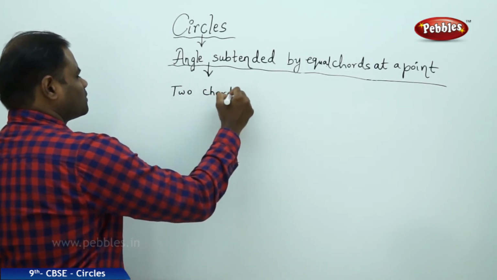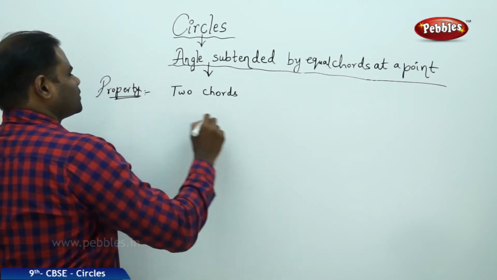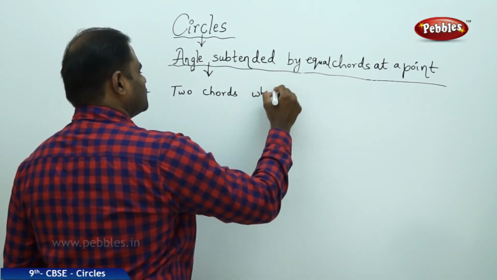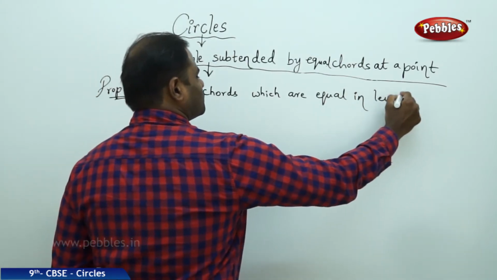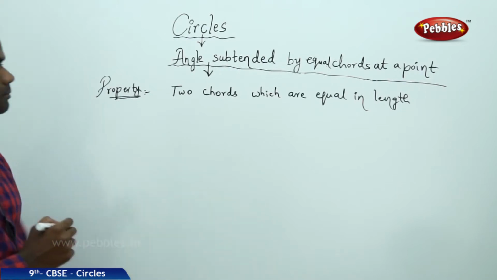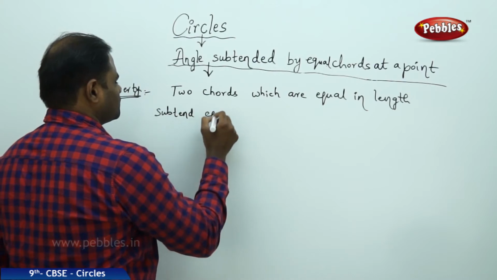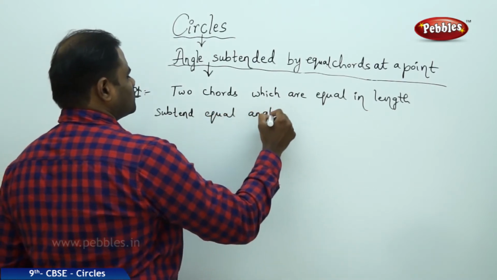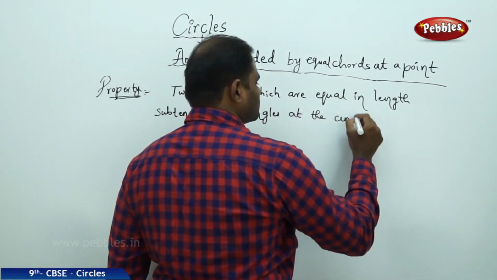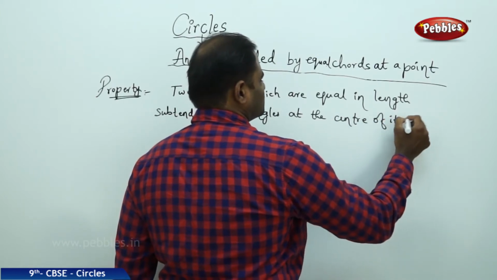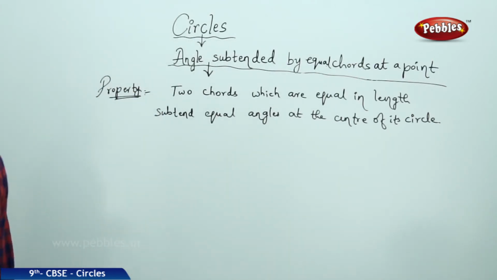Here is the property statement: two chords which are equal in length subtend equal angles at the center of its circle. This is how the property comes.